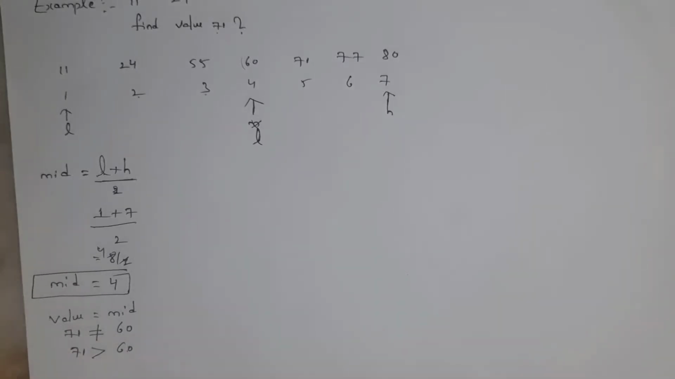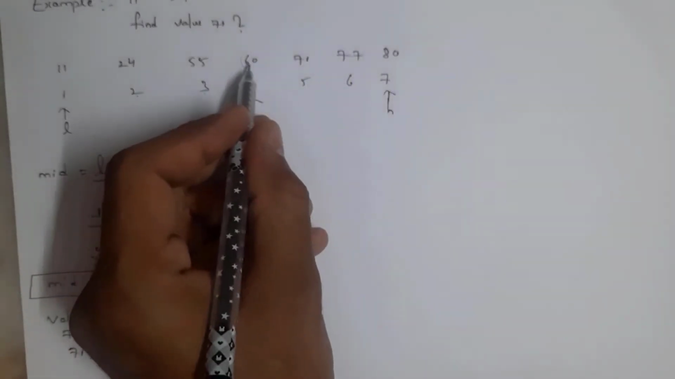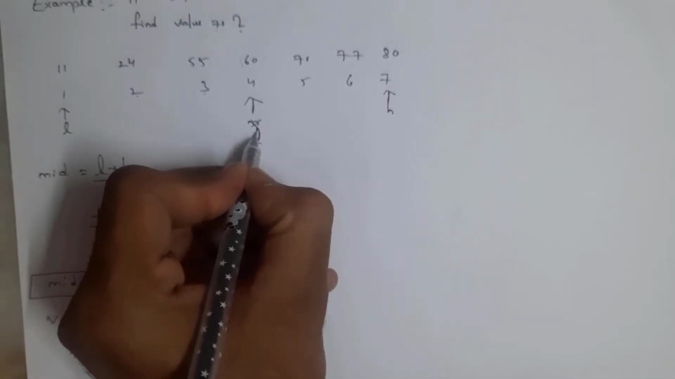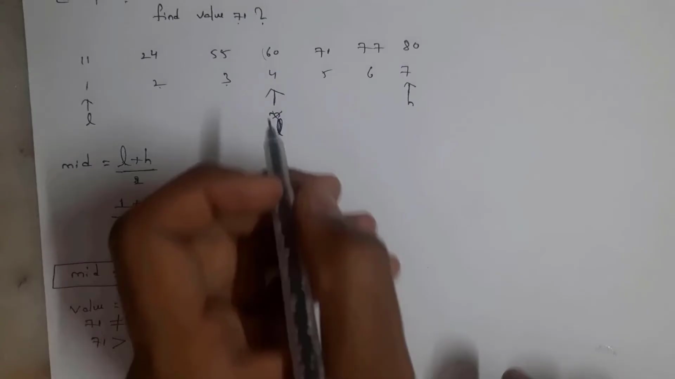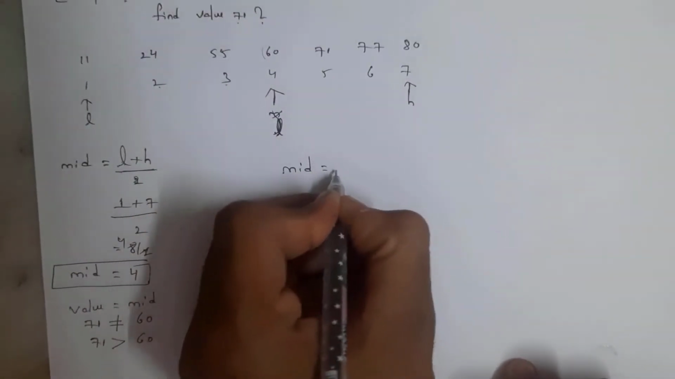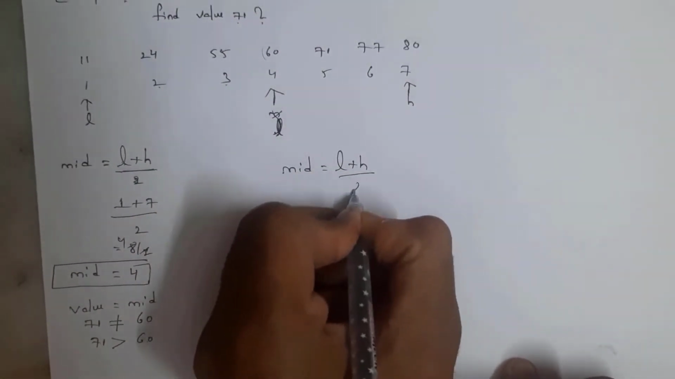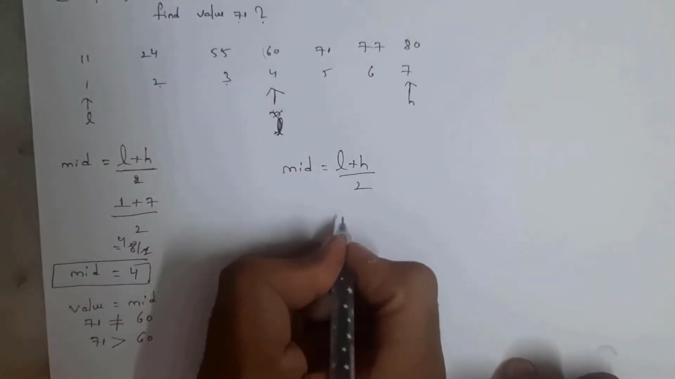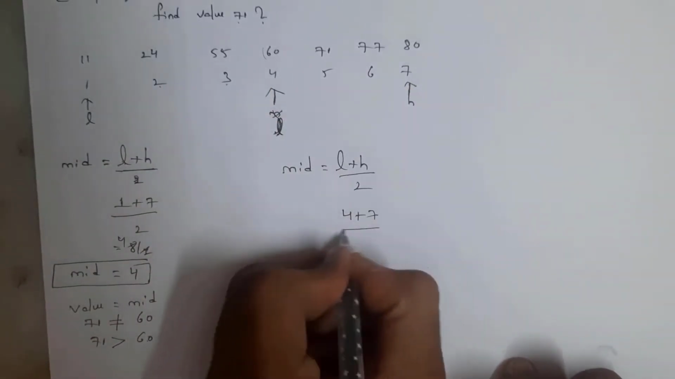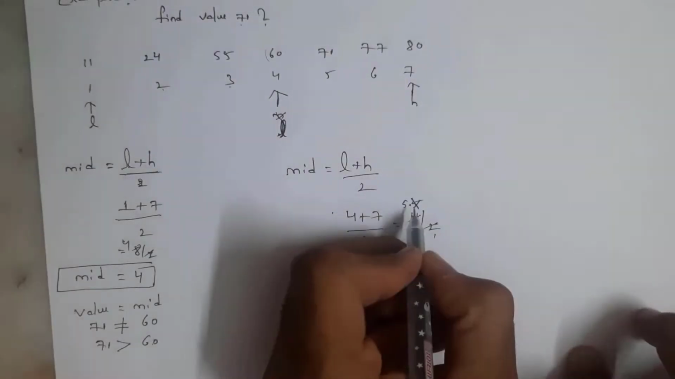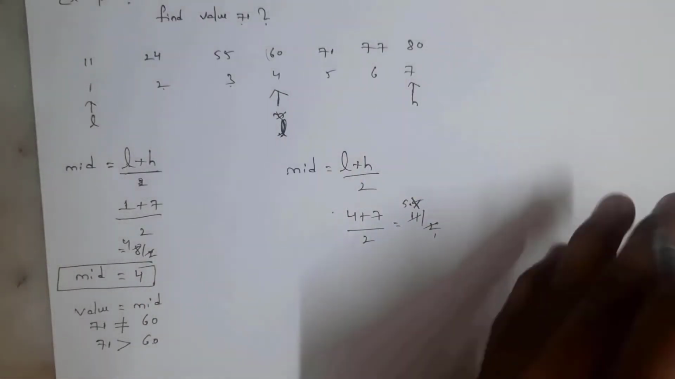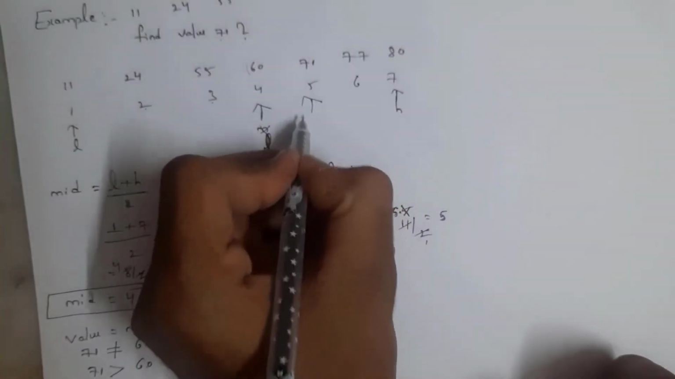Elements are already arranged in sorted format. So 60 is a smaller element now, so we need to convert it into lower element. Again we need to find mid. Value of mid is lower element plus higher element by 2. Lower element is 4 plus higher element is 7 by 2. That is 11 by 2, that is 5.5. Don't consider elements which are after the point, that is 5. So mid element is 5.